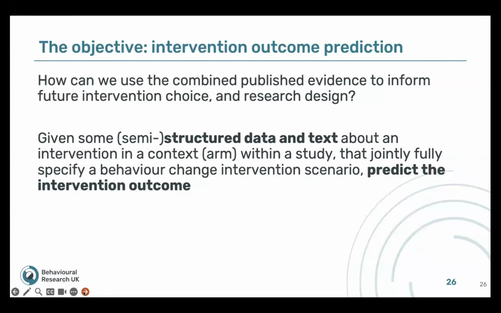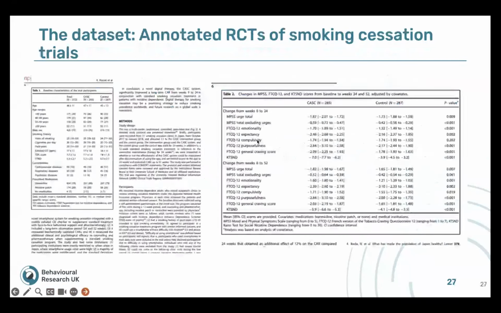And this task basically translates into: given some structured data and text, like what Robert was showing before, some annotated data set about an intervention that describes a behavior change intervention scenario, we would like to predict the intervention outcome. And if we could have the next slide. So the data set itself is the annotated randomized controlled trials of smoking cessation interventions.